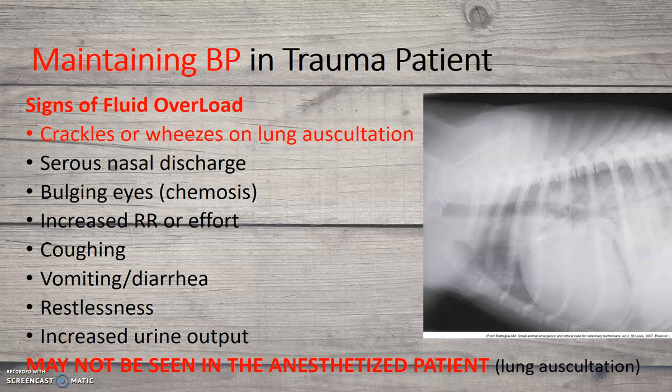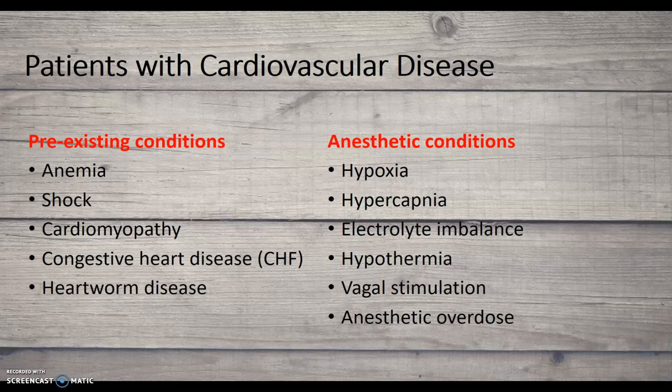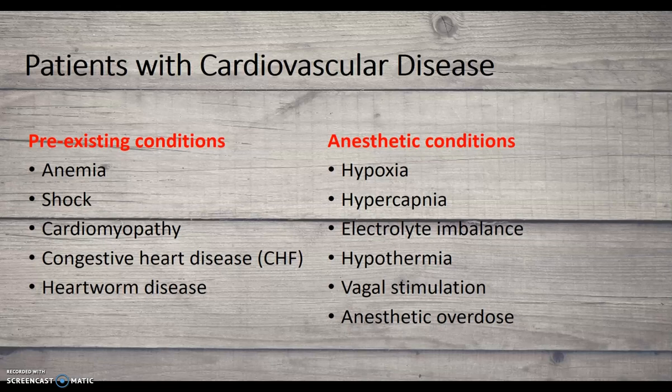on lung auscultation. So now we're going to talk about patients with different underlying issues, things such as cardiovascular disease. These could be pre-existing conditions such as anemia, shock, cardiomyopathy, congestive heart failure, or heartworm disease. And then these can also cause problematic anesthetic conditions. So you're more likely to see hypoxia, hypercapnia, electrolyte imbalances, especially potassium, sodium, calcium, hypothermia, vagal stimulation, and anesthetic overdose.